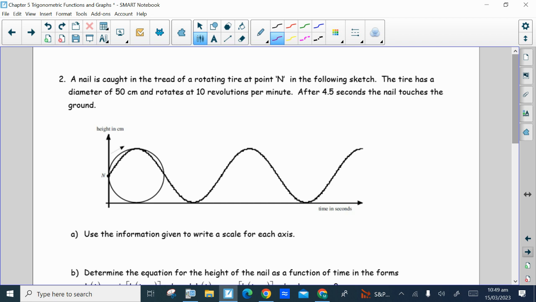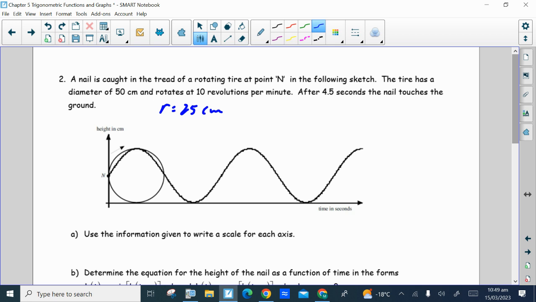A nail is caught in the tread of a rotating tire at point N. In the following sketch, the tire has a diameter of 50 centimeters. So that means a radius of 25 centimeters. And rotates at 10 revolutions every minute. After 4.5 seconds, the nail touches the ground.